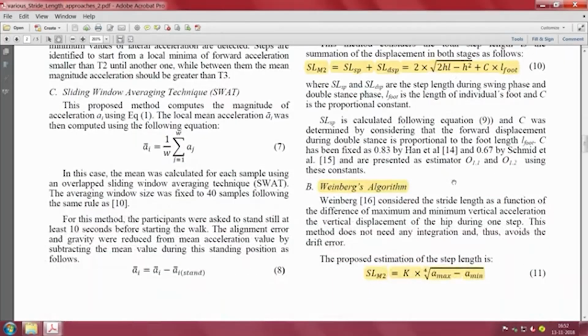Okay, then there is Weinberg's algorithm, which is considered for stride length estimation as a function of the difference in maximum and minimum vertical acceleration, and the vertical displacement of the hip during one step. This method does not need any integration and thus avoids drift error. You can see the strength of Weinberg, which I also discussed in the previous paper, is the fact that there is no integration error.